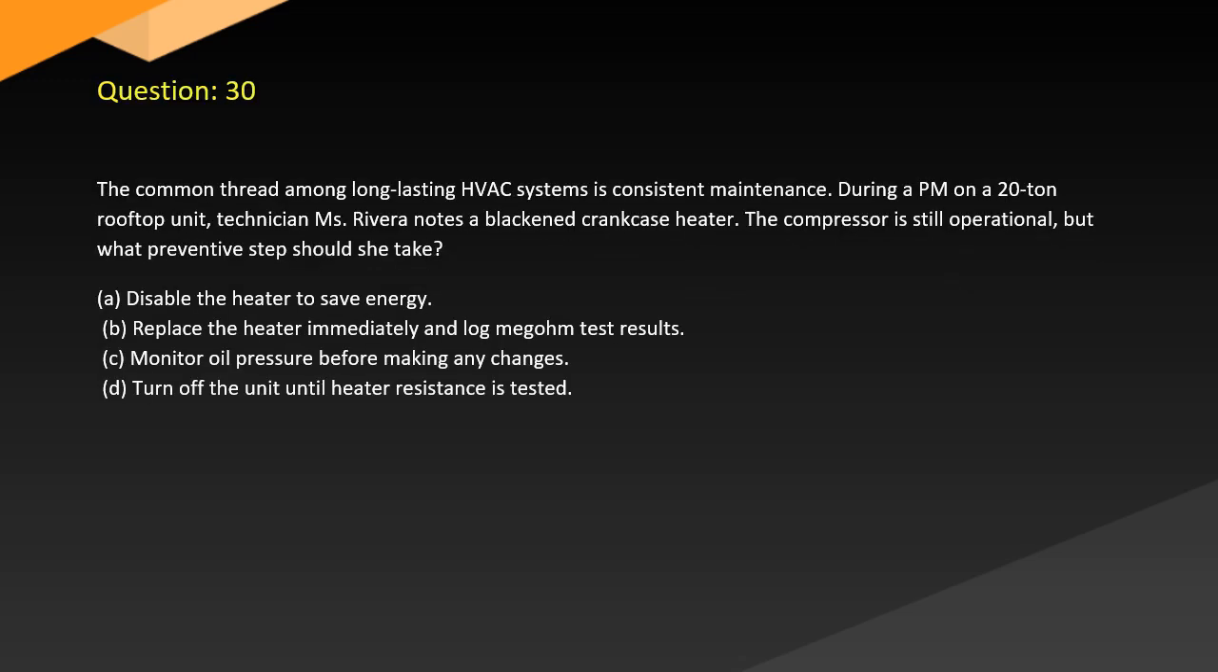Question 30. The common thread among long-lasting HVAC systems is consistent maintenance. During a 20-ton rooftop unit inspection, technician Rivera notes a blackened crankcase heater. The compressor is still operational, but what preventive steps should she take? A. Disable the heater to save energy. B. Replace the heater immediately and log megohm test results. C. Monitor oil pressure before making any changes. D. Turn off the unit until heater resistance is tested.